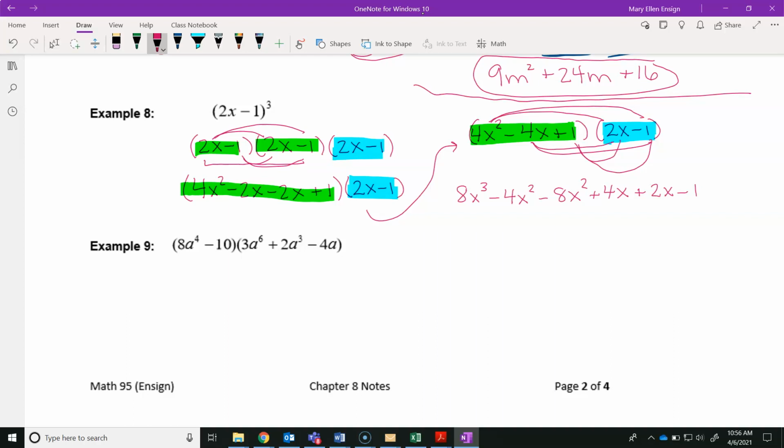So now I'm going to look for like terms. So I look here, 8x cubed, there's nothing else that's 8x cubed. Negative 4x squared, I do have another x squared. And then I have an x and an x. So I have 8x cubed minus 12x squared plus 6x minus 1. I am in standard form, meaning that my exponents go from highest to lowest. There's nothing else I can combine there.